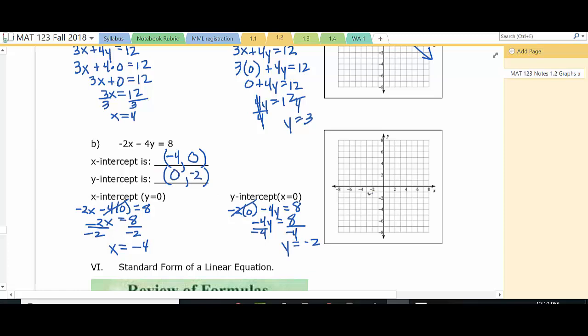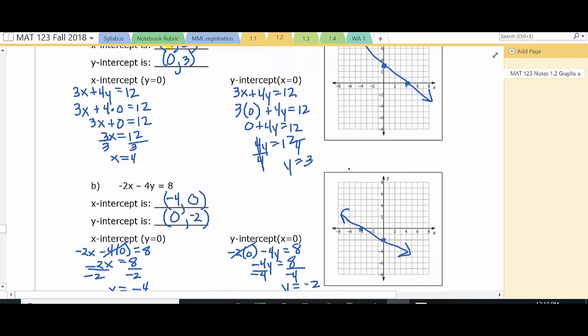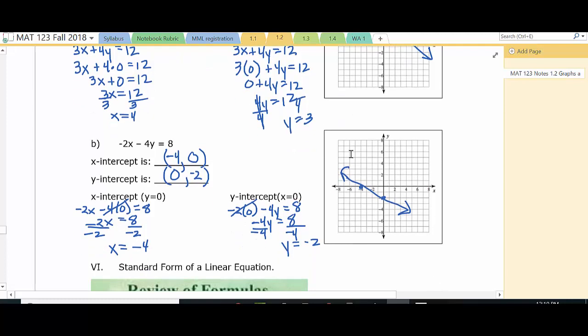Okay, and then graphing's easy. Put a dot on negative 4, put a dot on negative 2 on the y-axis, connect the dots, and then you've got it. Okay, that's how you do that. All right, now let me show you this also, because there are times on these problems that you can do this in your head. Okay, it's actually nice to do this in your head.